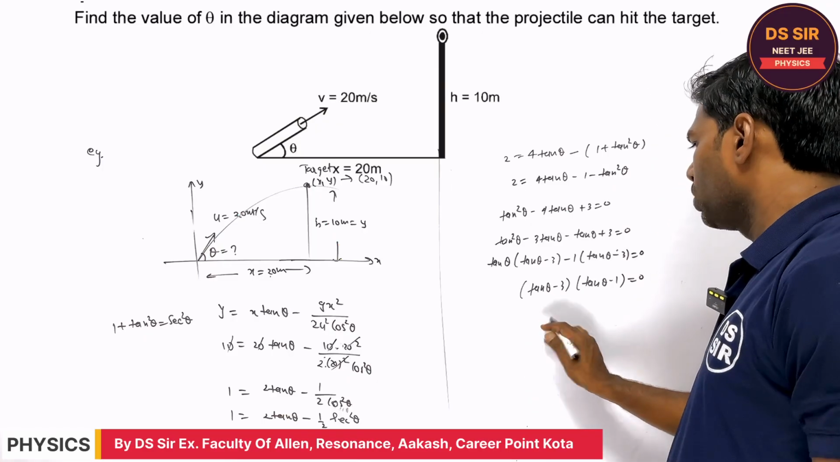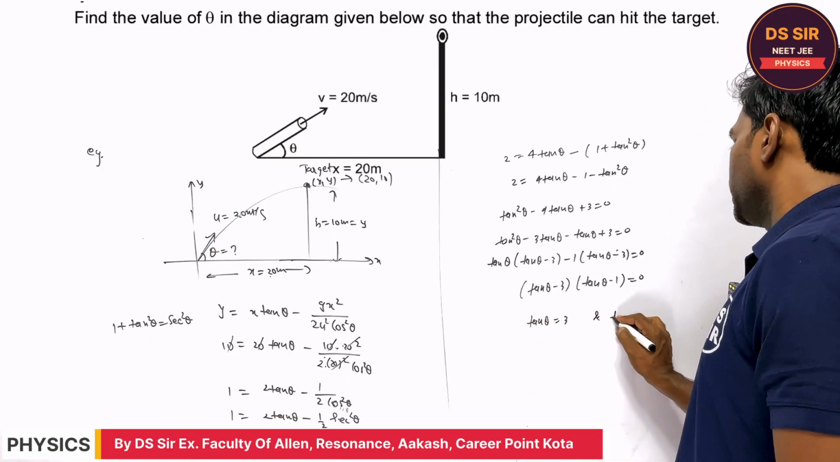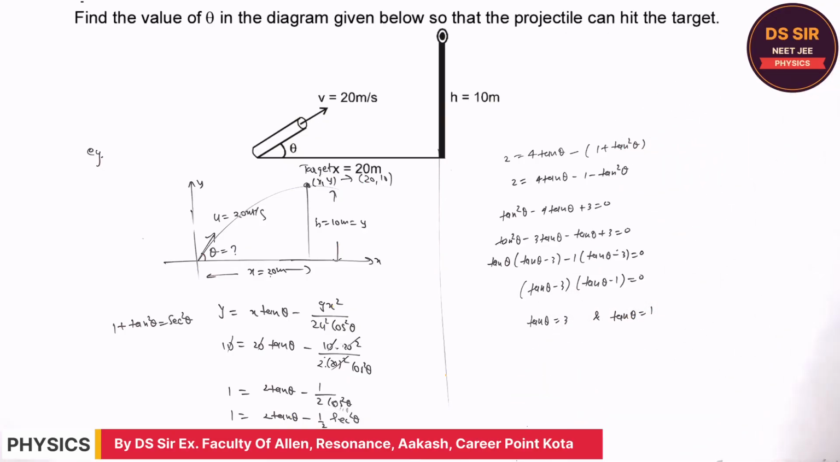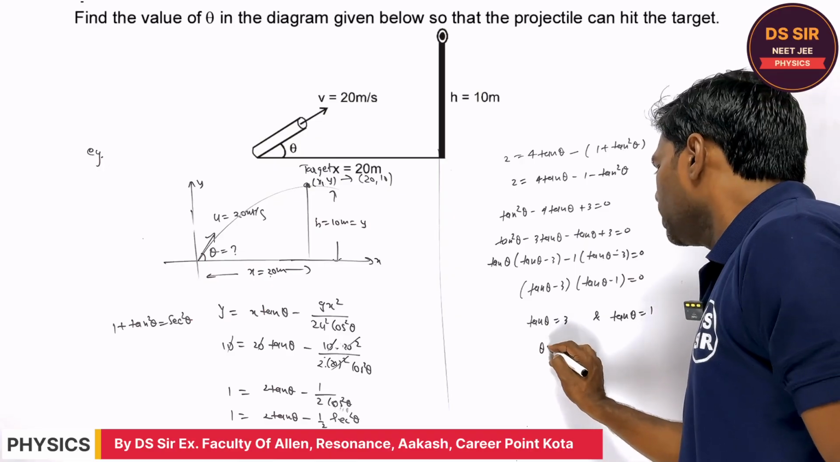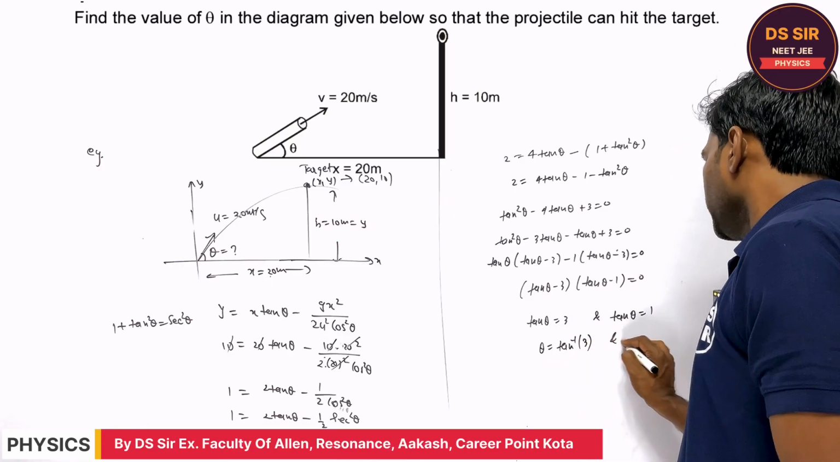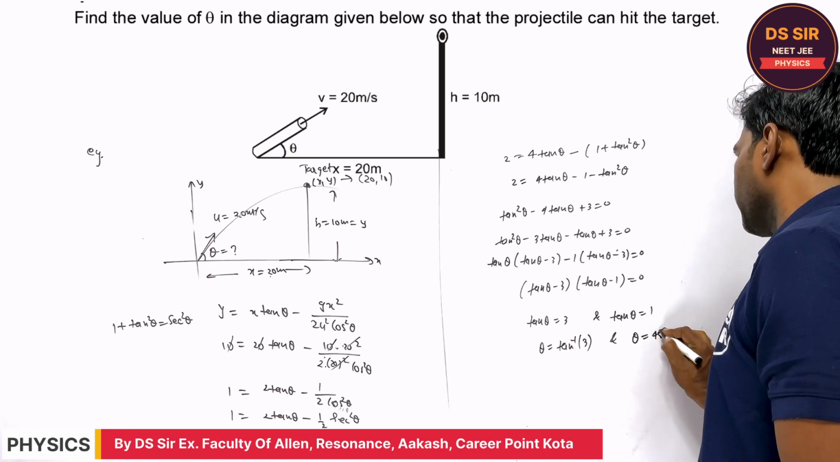From here you are getting the two values of tan theta: tan theta is equal to 3 and tan theta is equal to 1. Is it clear? Copy this. So we have two values of theta: theta is equal to tan inverse 3 and theta is equal to tan inverse 1, and here theta is equal to 45 degrees.